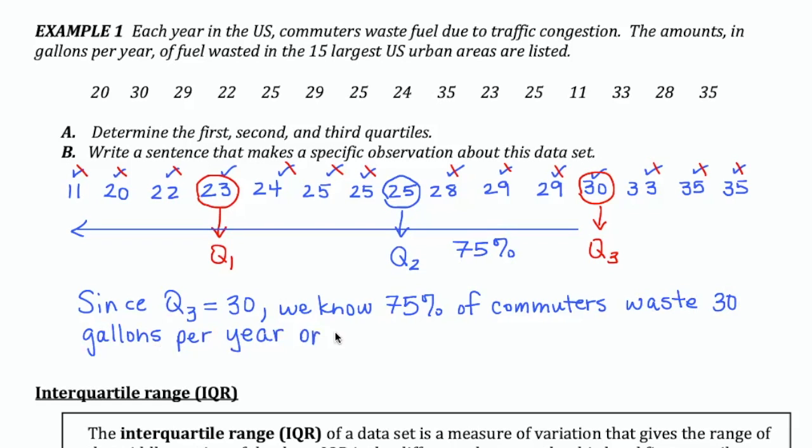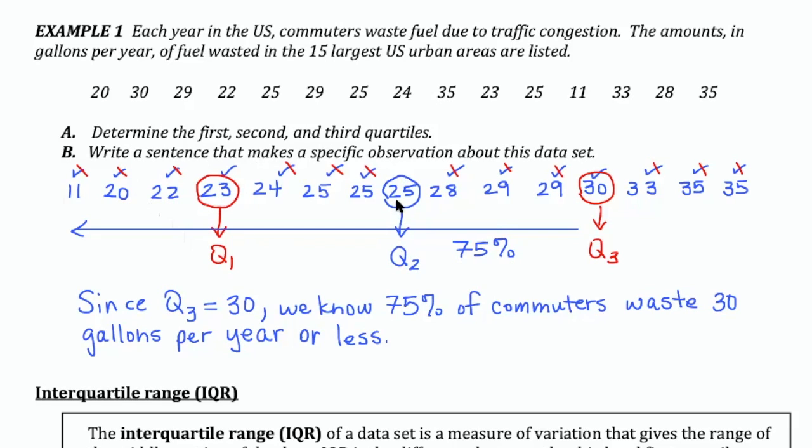Okay, if you were to write the statement for Q1, you would say we know 25% of commuters waste 23 gallons or less. And the median, again, that represents the 50% mark for the data. So 50% would be at this amount or less. In this example, it all worked out very nicely where we had exact middles.